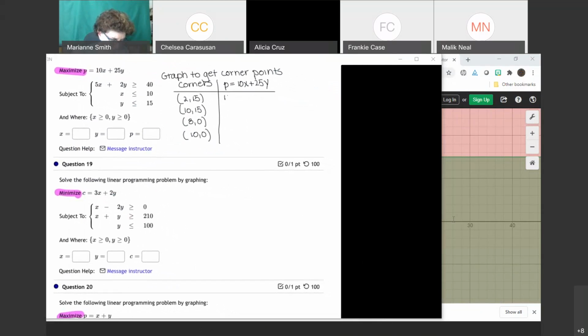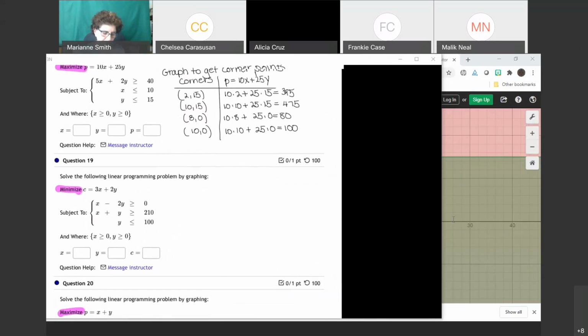So P is 10 times 2 plus 25 times 15. If I evaluate that in my calculator, that's 395. Then I have 10 times 10 plus 25 times 15, and if I evaluate that, that's 475. Then I have 10 times 8 plus 25 times 0, that's 80. And then I have 10 times 10 plus 25 times 0, which is 100.